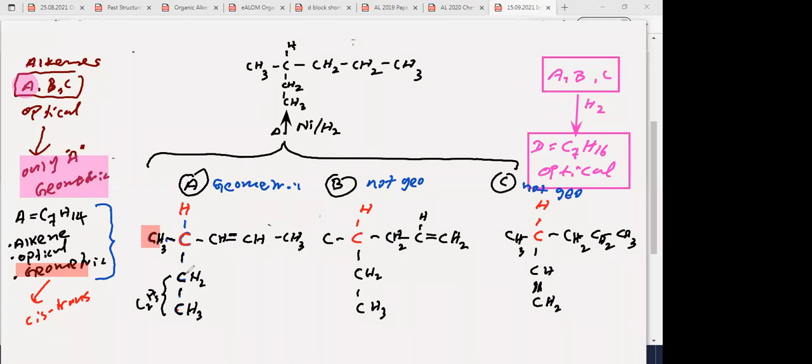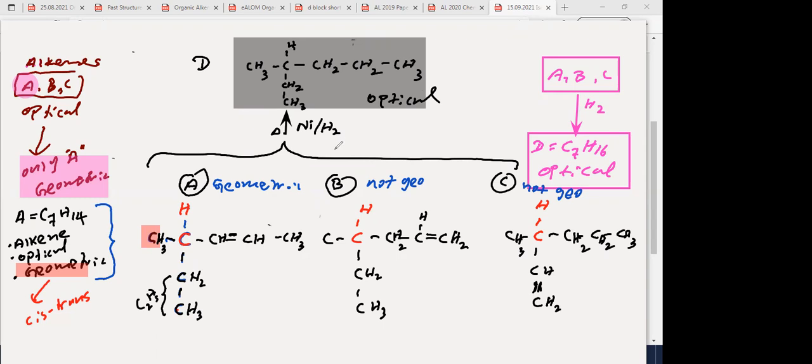So this compound is again optically active. This is the structure of D. All three will give the same structure D. This D will be again optically active. That's what they have given. Compound D is also optically active. Okay, please raise your hand those who understood the structure D, how we got the structure D after catalytic hydrogenation? Right, very good. So D is optically active.